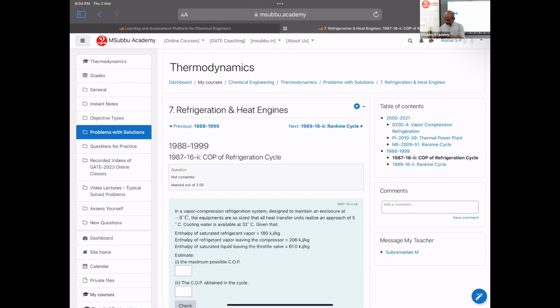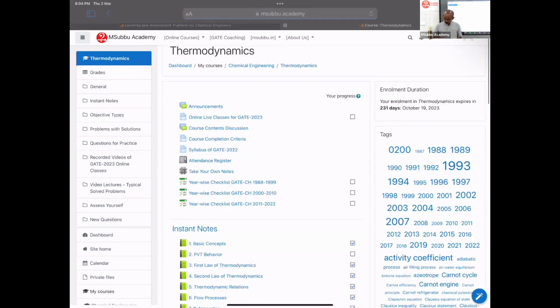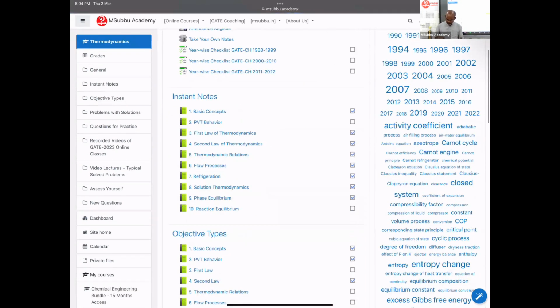As of now, I am the teacher for most of the courses. I also have a panel of teachers, or my teacher colleagues are available. I will be attaching them to every course. Okay, now coming back to the thermodynamics course again. I can show you another interesting feature.